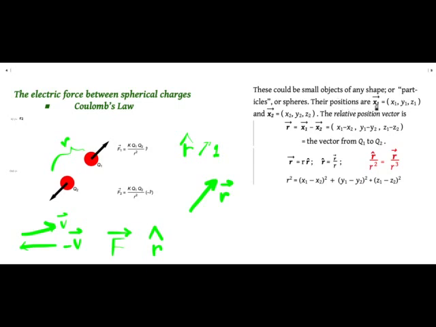They have positions x1 and x2. So again, position is a vector. So Q1 here has a position x1. It has coordinates x1, y1, z1. So we have some origin, and we have Q1 over here. So there's Q1.